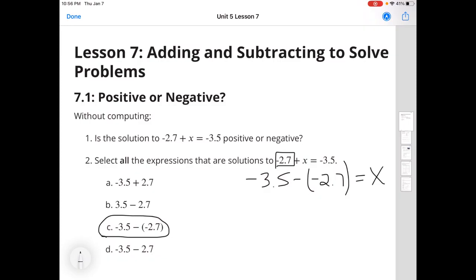Thinking about how we can rewrite it, when it's subtraction, we can change to addition. So it's keep, change, change. The first value stays the same, we change to addition, and then we use the opposite of the second number. So the opposite of negative 2.7 is positive 2.7. That means that A is also correct.